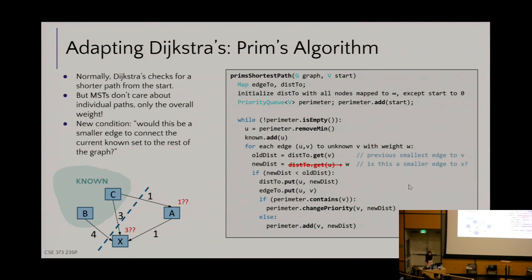But you can see what we just do here is that Dijkstra's checks for shortest paths. We don't care about shortest paths. We only care about the overall weight. So we only care about whether this could expand our connectivity while keeping the overall summation of weights down.